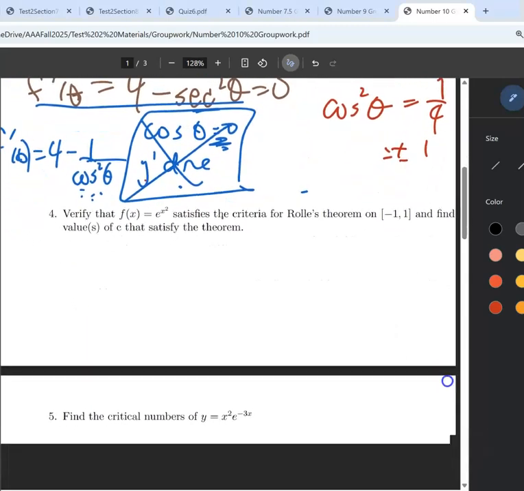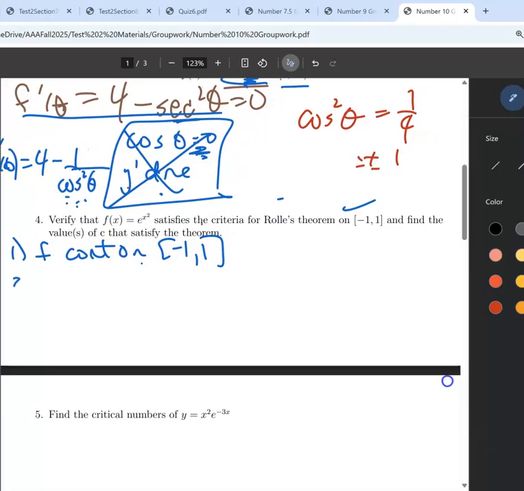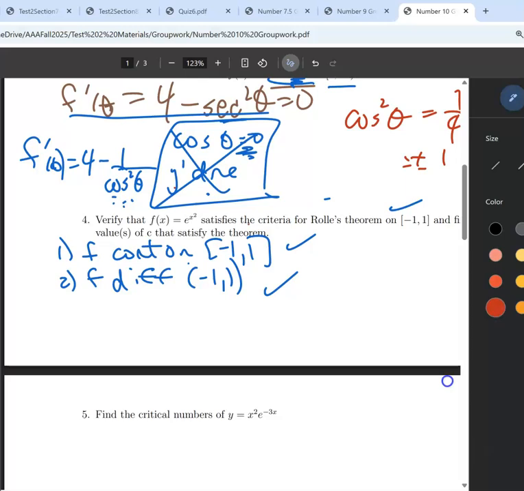Rolle's theorem has several criteria. So first off, does it look like this function would be continuous on the interval given? Yeah, e to a power is always continuous, right? You can always draw it without lifting your pen. Do you think that it would be differentiable between those two numbers? Yes. That would be true because it's always nice and smooth. There's no vertical tangents, asymptotes, anything like that.